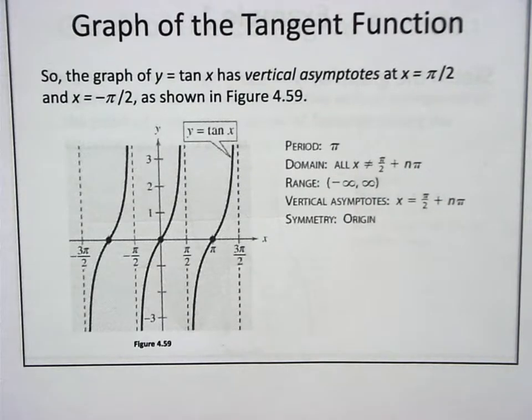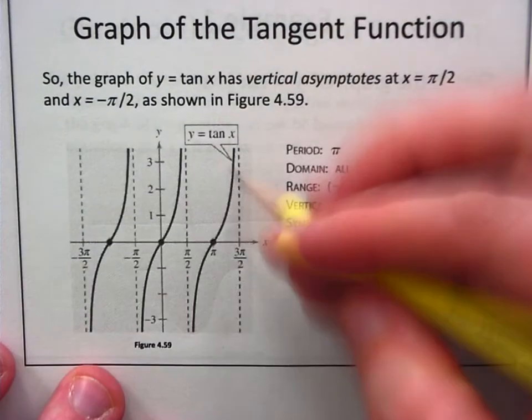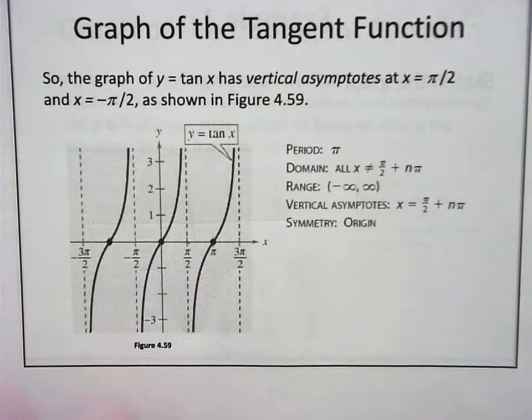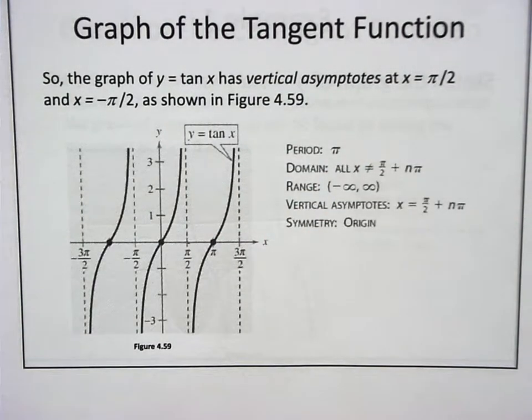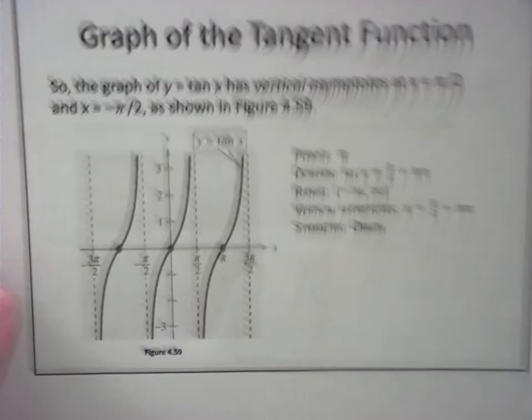Now, why are those occurring at pi over 2? Think about what tangent is made up of. So that's when cosine is 0. Because the denominator of tangent is cosine, at every pi over 2, 3 pi over 2, and so forth, it's going to be 0, so the fraction becomes non-existent. Okay? The period of the function is also just pi instead of 2 pi.